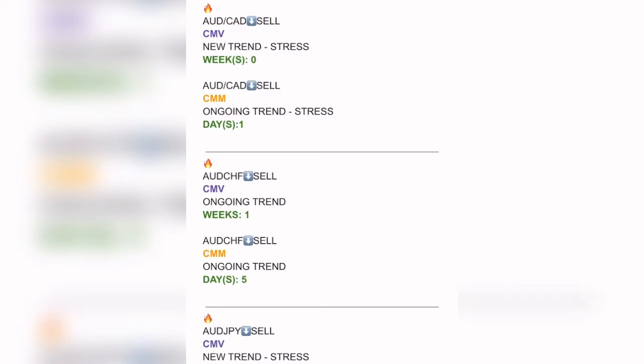But let's look at the first symbol here. We got Australian dollar versus Canadian dollar. Now notice, if you look at the trends, now this trend has been changing. Whenever you see something like this, let's take a look at it. It's definitely aligned. So we see that it's making profit on the short term.